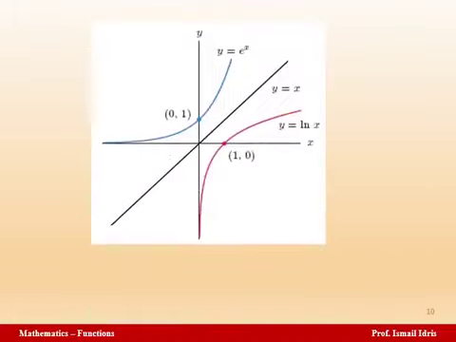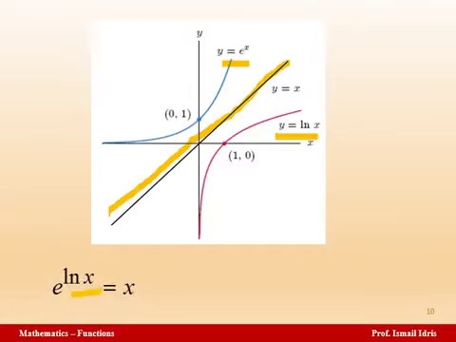The exponential function y equals e to the power x, the natural exponential function, and the natural logarithmic function y equals ln x, are actually symmetric about this straight line. You see, they look like mirror images of each other around the line y equals x. That's why these two functions, the natural logarithmic function and the natural exponential function, are inverses of each other. What do we mean by inverses?